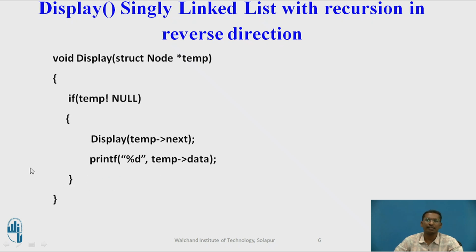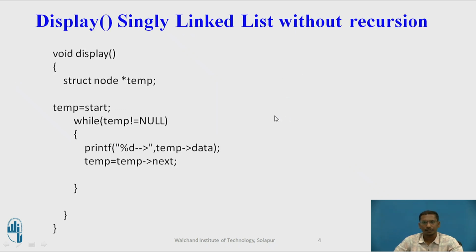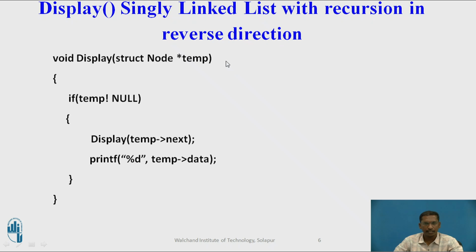It will go to the previous recursive call. The previous recursive call of 1 is 20, so temp will point to 20 and it will print 20. Again the previous recursive call, temp will come to 10, it will print 10. Again the previous recursive call, temp will point to 5, it will print 5. Again the previous recursive call is nothing but the calling of the display function from main, so control will jump to main. Like this it will print the singly linked list in the reverse direction. So we have used the recursive function for printing the singly linked list in reverse direction.